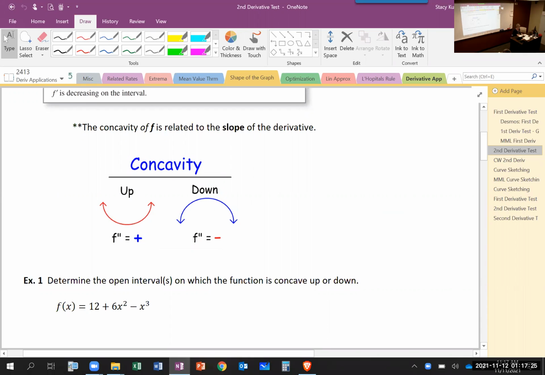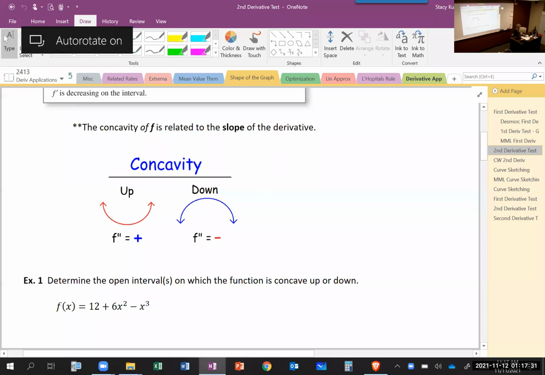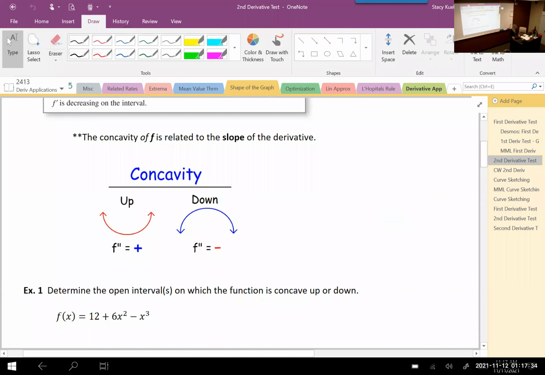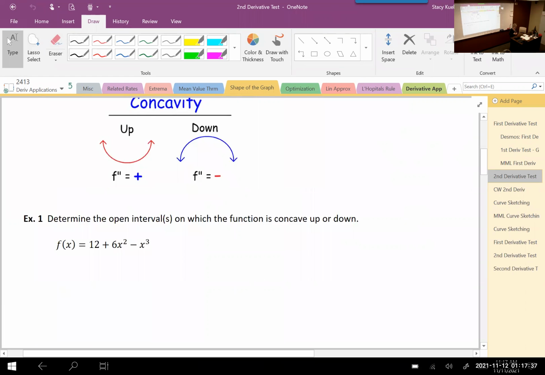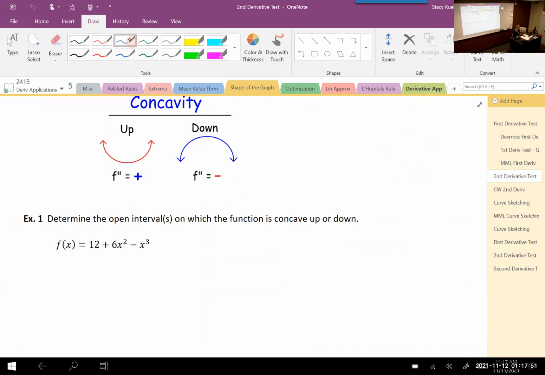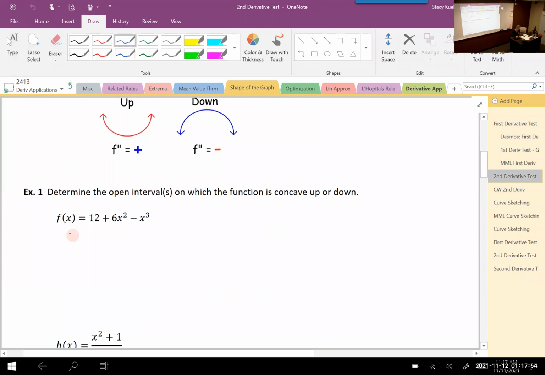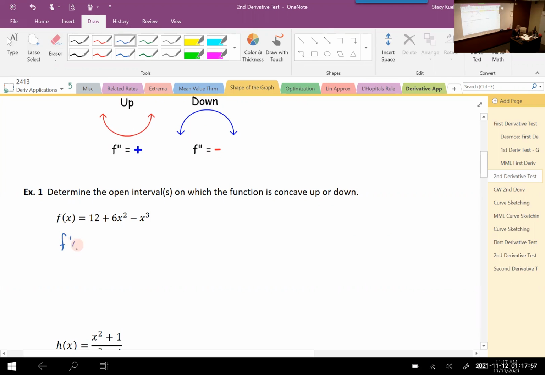So let's start with something that's rather simple, a regular old polynomial: 12 plus 6x squared minus x cubed. It's a polynomial, so the function would be continuous, right? So we're going to start here and take the first derivative of this function. f prime of x gives me 12x minus 3x squared.